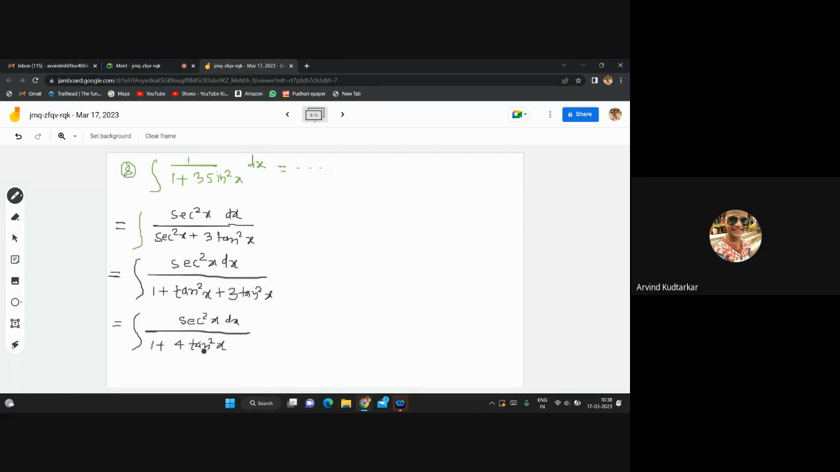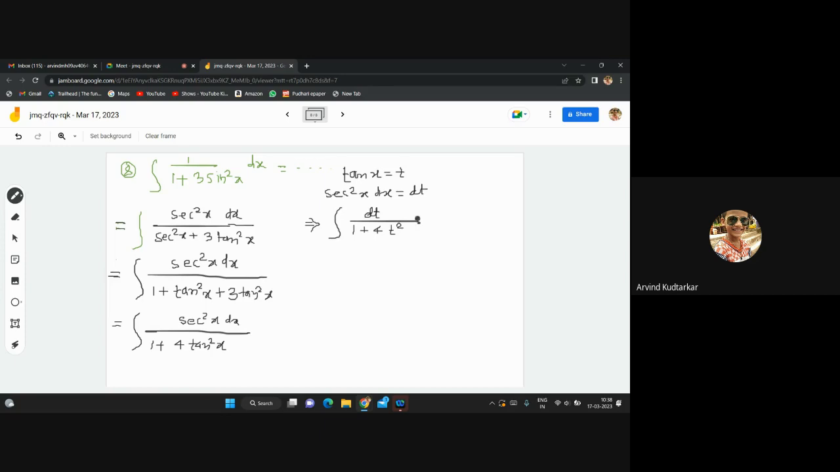And in this case, when you substitute tan, the derivative will be sec square and it is in the numerator. So what substitution to take? Tan x is equals to t. If you substitute tan of x is equals to t, then what will be the derivative? Sec square x dx is equals to dt. So in this integral, integration of sec square x dx will be dt upon 1 plus 4 t square.